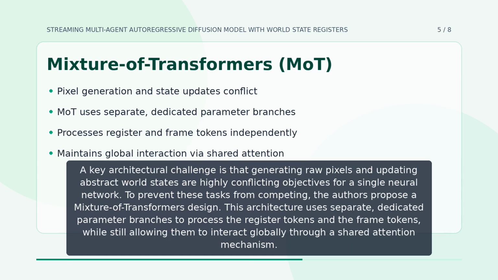A key architectural challenge is that generating raw pixels and updating abstract world states are highly conflicting objectives for a single neural network. To prevent these tasks from competing, the authors propose a mixture of transformers design. This architecture uses separate, dedicated parameter branches to process the register tokens and the frame tokens, while still allowing them to interact globally through a shared attention mechanism.